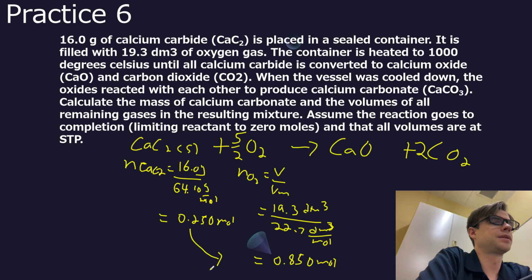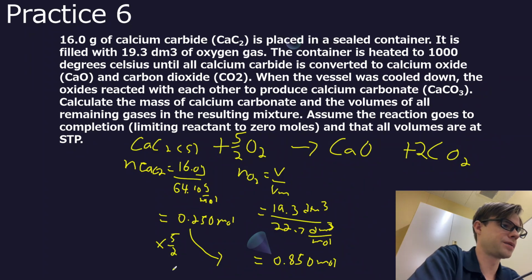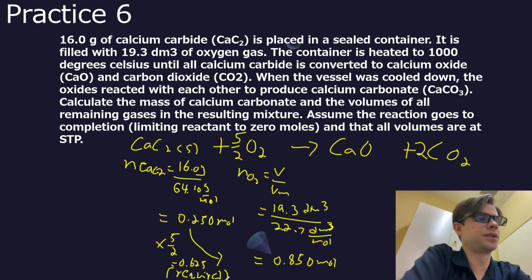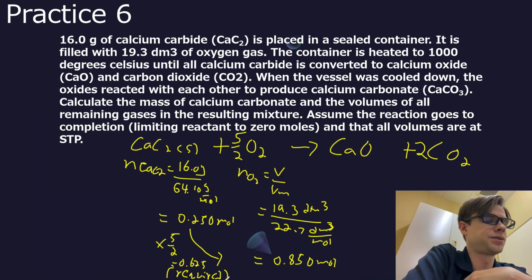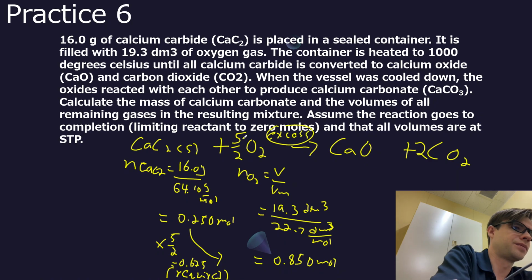So what's required? 5/2 divided by 1, so it'll just be the ratio multiplied by 5/2. So 0.625 required. For O2, do we have 0.625? Yep, we've got more than enough, an extra 0.2 moles. So O2 is excess. CaC2 is limiting. Very good information to do the rest of this question.